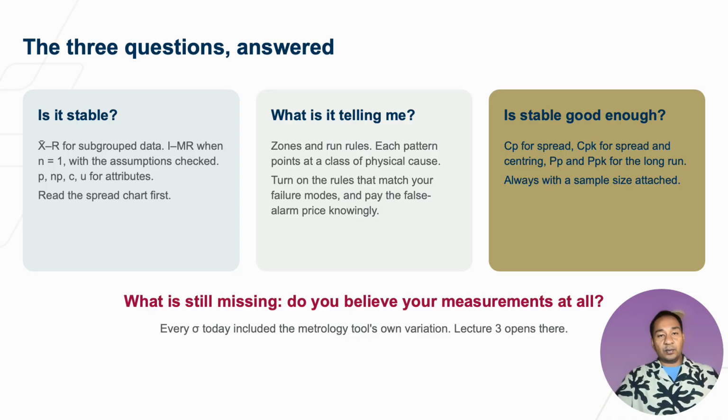And here is what is still missing. It undermines every number on this slide. Every sigma today included the metrology tool's own variance. Every control limit, every capability index, every ppm estimate was computed from a measurement system we simply assumed was trustworthy. The next lecture opens there, and when we subtract the gauge, some of today's numbers move a long way.